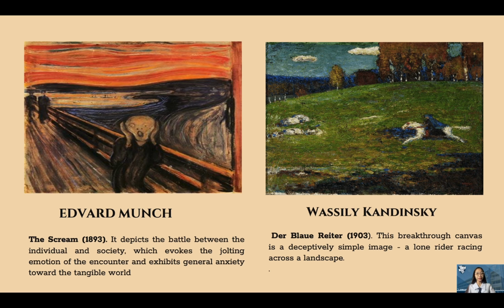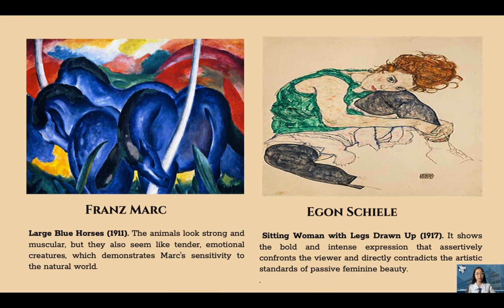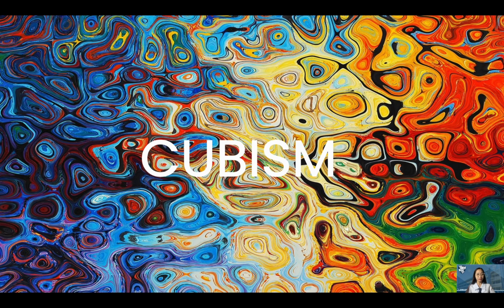The Der Blaue Reiter of Wassily Kandinsky. This breakthrough canvas is a deceptively simple image, a lone rider racing across a landscape. And the Large Blue Horses of Franz Marc. This shows how animals look strong and muscular, yet at the same time they seem tender, emotional creatures, which demonstrates Marc's sensitivity to the natural world. Lastly, the Seated Woman with Legs Drawn Up of Egon Schiele. It shows a bold and ardent expression that assertively confronts the viewer and contradicts the artistic standards of passive feminine beauty.